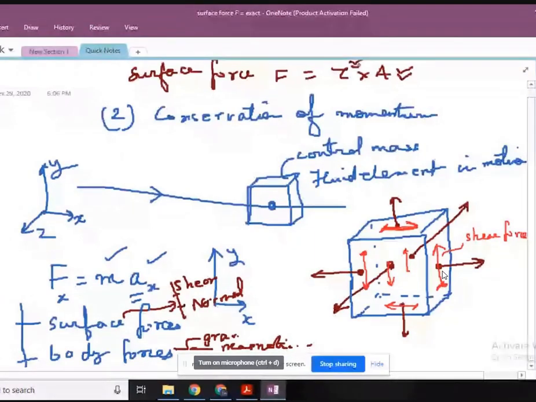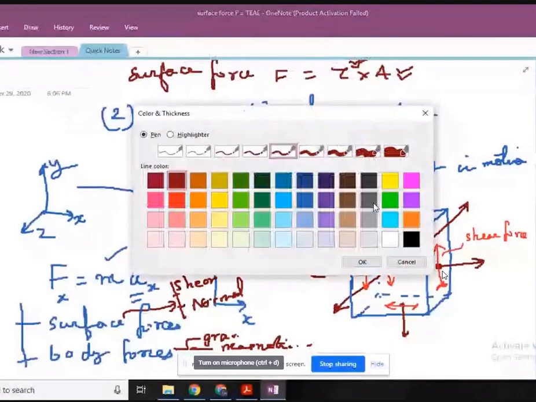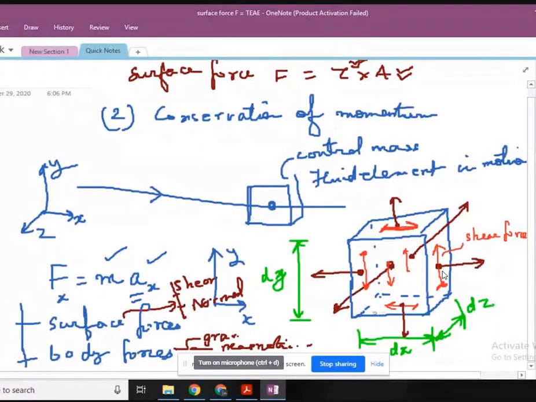Okay, very important, stress. So here, let me draw with another color. This is the dy, the height of the fluid element. This is dx, the width of the fluid element. And this is the thickness dz of the fluid element. Okay, let it be so. So I have different surfaces according to dx, dy. I can calculate the area on which it is acting.